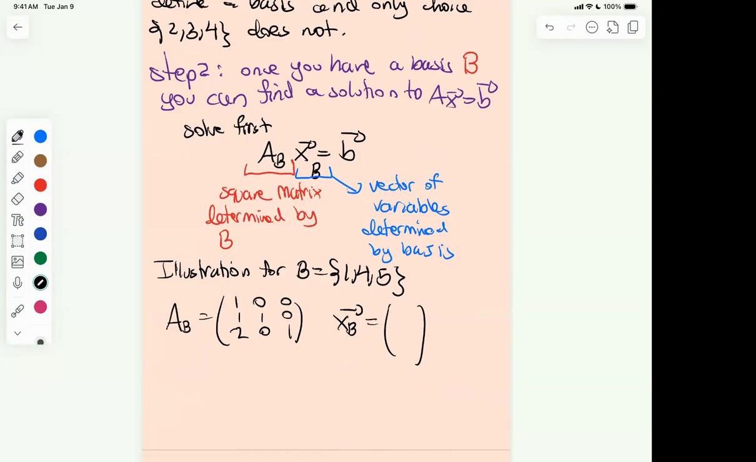What I'm trying to say is that since the choices were columns 1, 4, and 5, the variables corresponding to those columns are x1, x4, x5. So those are the ones that would be assembled in this vector. So the system of equations would be this one: the matrix times this vector equals the vector b.